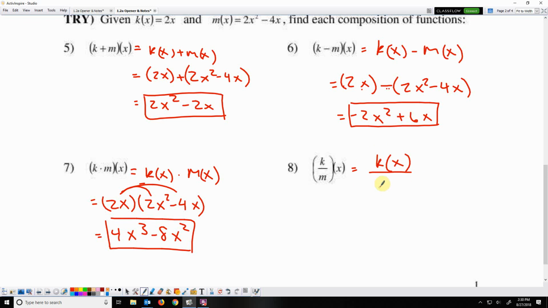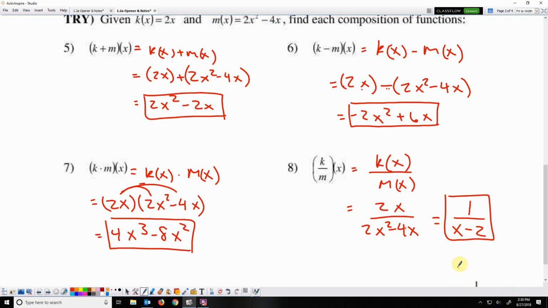k of x divided by m of x. Two things I could do. I could factor the denominator and cancel out factors, or I've got three terms and all of them have a 2 and an x that will go into them. So if I divide everything by 2x, I'm going to get 1 over x minus 2. And certainly to have a decent denominator here, I can't have a 0 denominator, so x cannot equal 2.